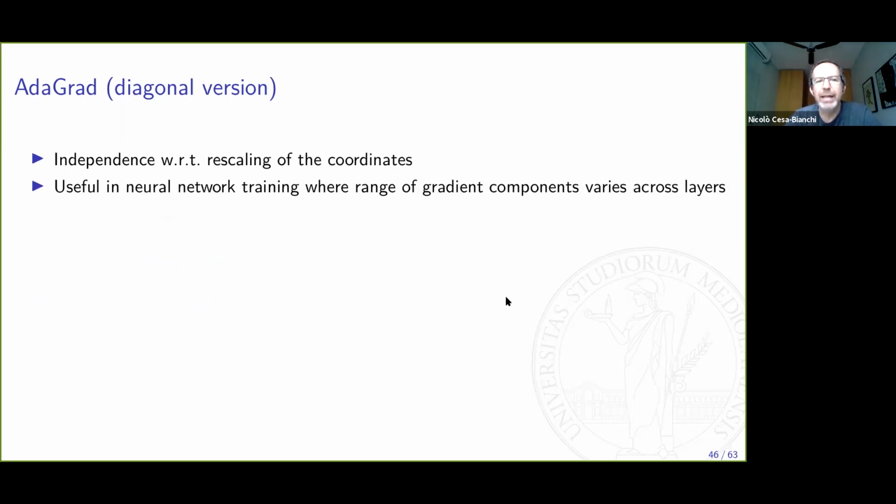I want to tell you just a very few words about AdaGrad. AdaGrad is an algorithm which is used a lot in stochastic optimization because it's nice and effective, and it has a nice property: the algorithm is scale invariant with respect to coordinates. So it's independent of rescaling of the coordinates. And this is useful in neural network training because the range of gradient components varies a lot across layers. So you would like your algorithm to be oblivious to the scale of the gradient components.